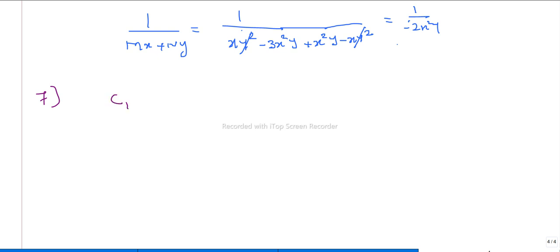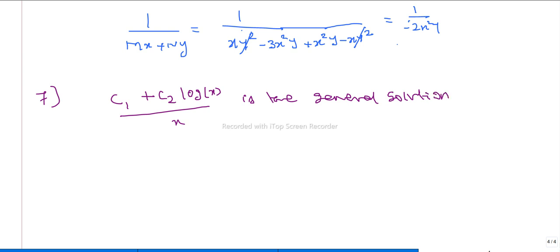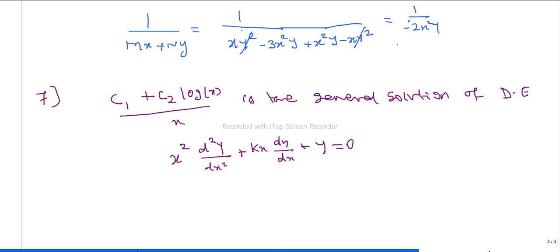Suppose (C1 plus C2 log x) whole divided by x is the general solution of the differential equation. What is the differential equation? x squared d square y by dx square plus kx dy by dx plus y equal to 0, where x is positive. Then what is the value of k?